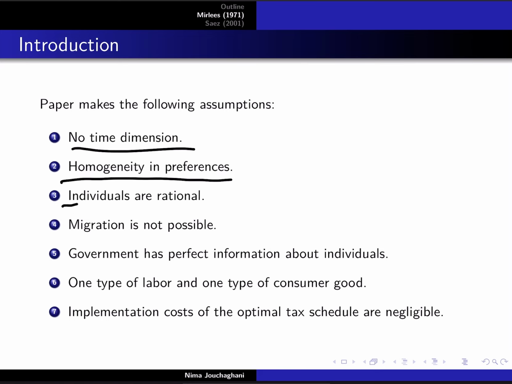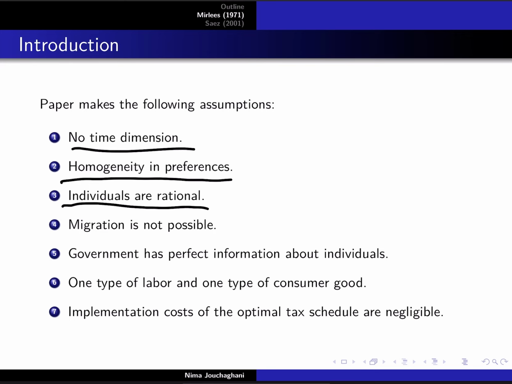The third assumption is that individuals are rational. They have preferences which fulfill the axioms of choice. They do not make any mistakes, so there is no bounded rationality here. Individuals have well-defined preferences and are able to maximize their utility. So they make choices according to a utility function.